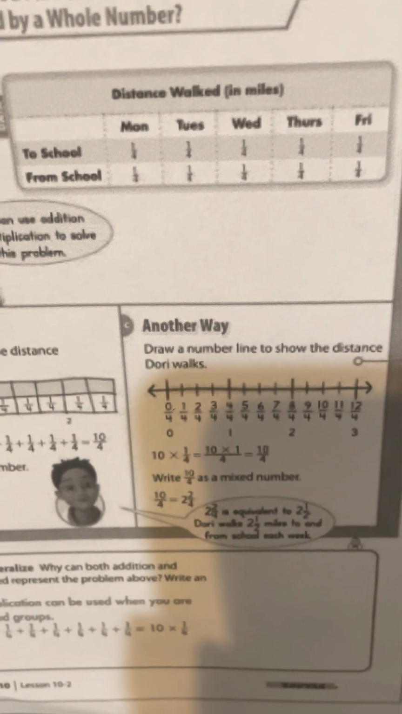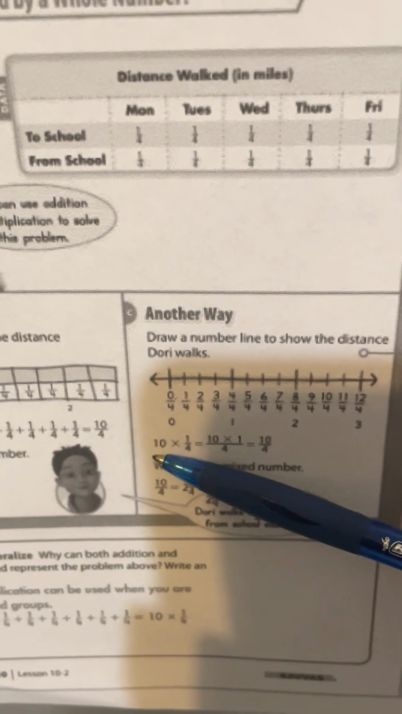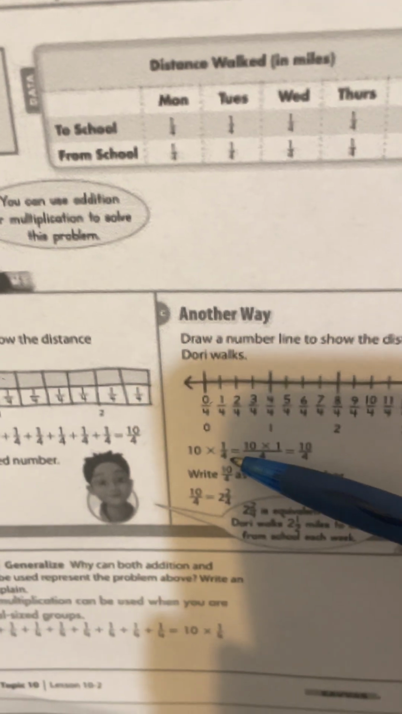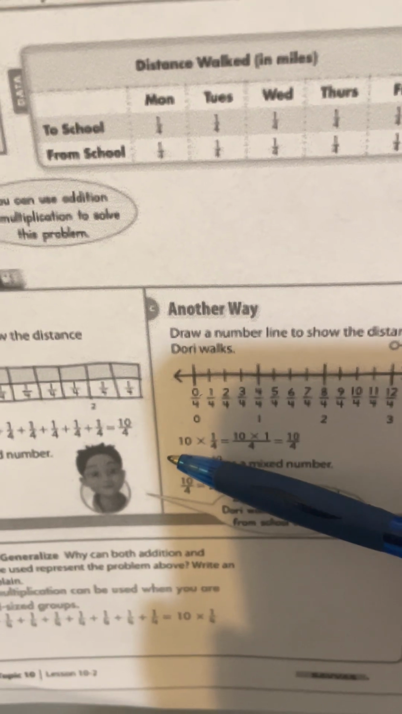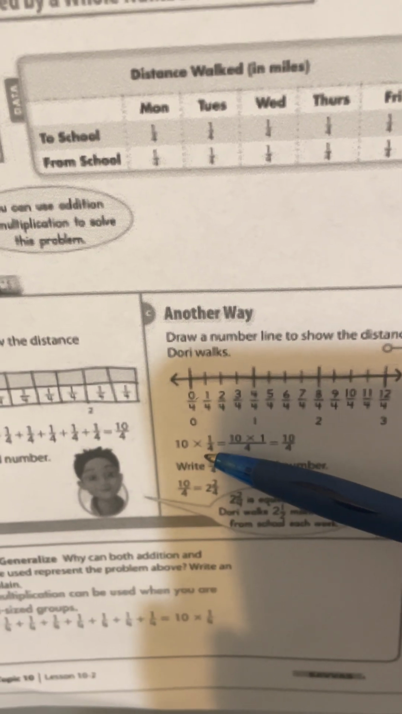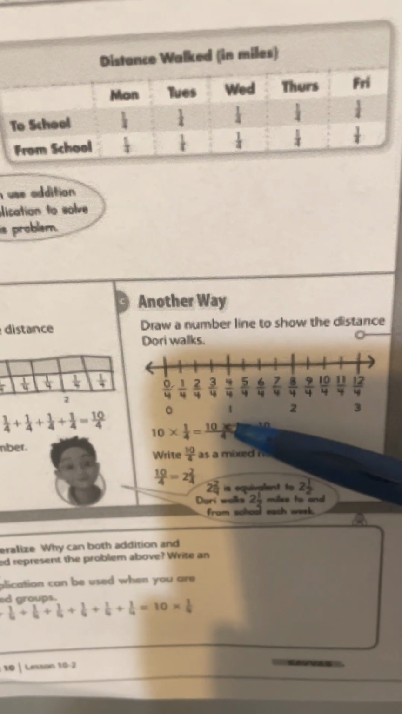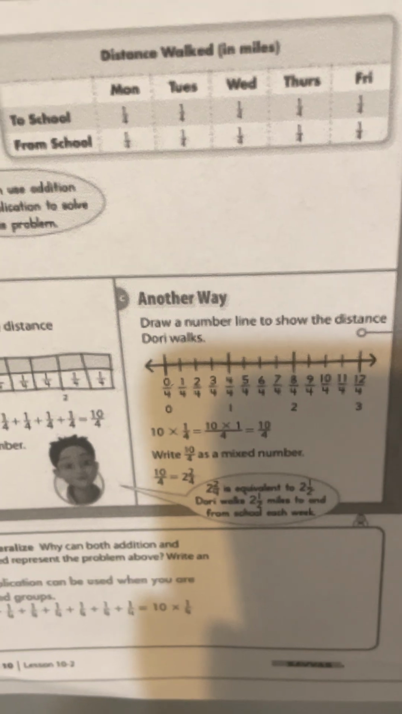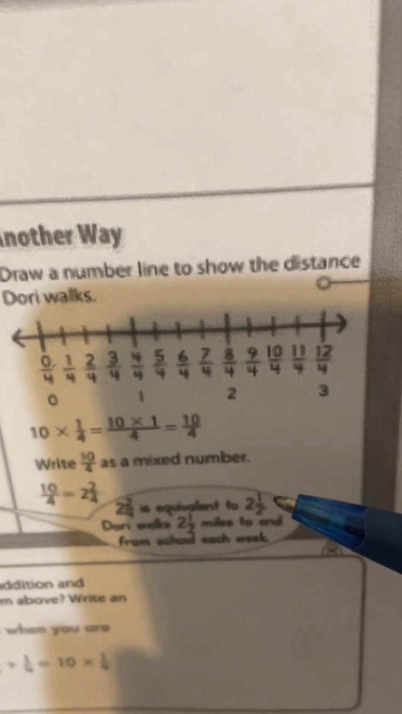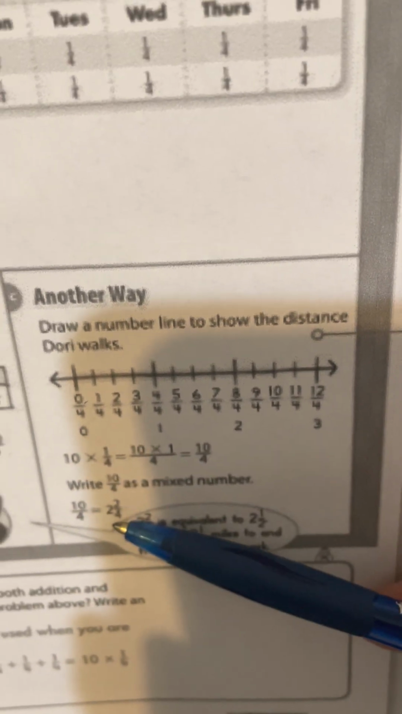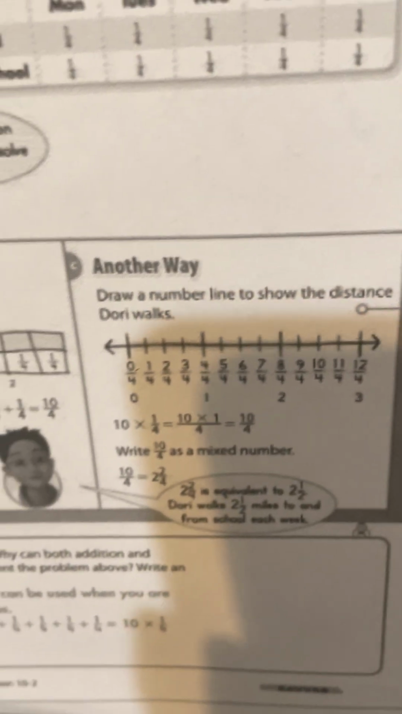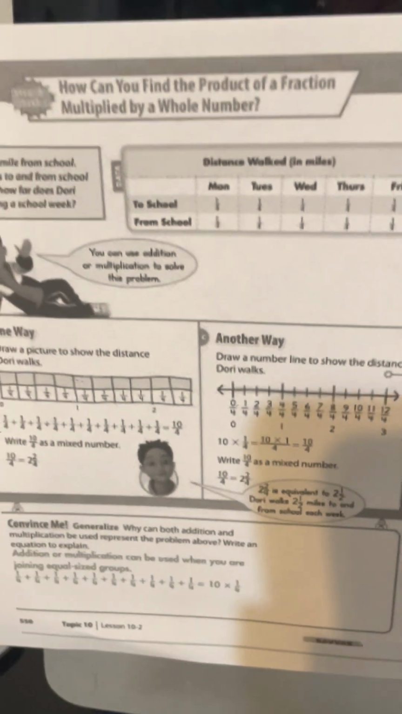Okay, this is how they showed it there. Instead of all of the fourths added together, which takes too long, they're showing you that this is 10 times 1/4, which you know is 10/4. Also written as 2 2/4, which is the same as 2 1/2, right? 2 2/4 means 2 1/2. You need to recognize that too. All right, that's pretty simple there.